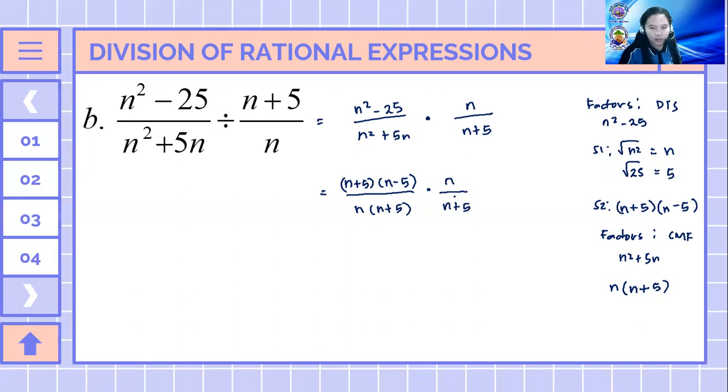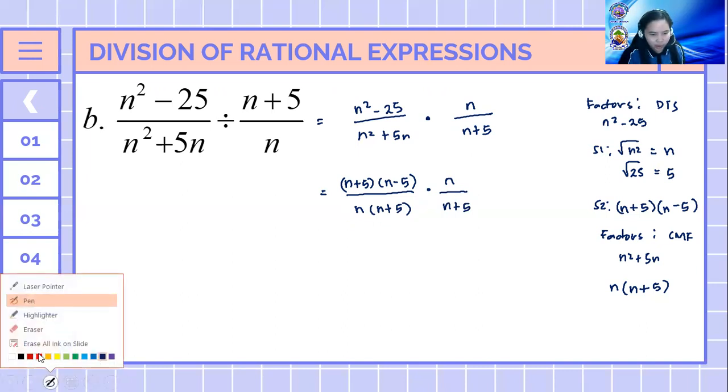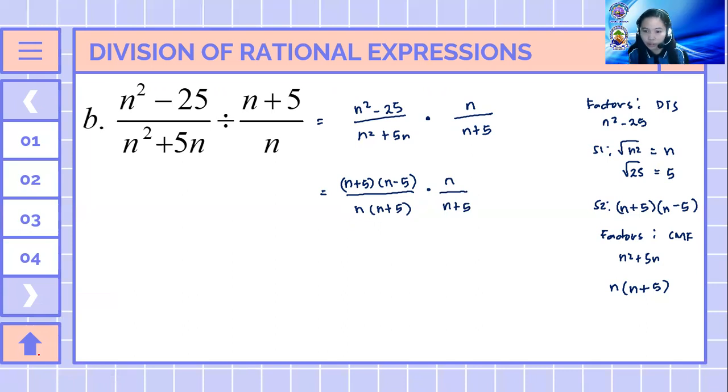Okay, now let's have the cancellation. We can cancel out or divide out factors from numerator and denominator. Since we have n plus 5, you can cancel out n plus 5. Same with n, you can cancel out n. Okay, and then just copy the remaining terms. We have n minus 5 over n plus 5. That will be the final answer. Okay, questions?